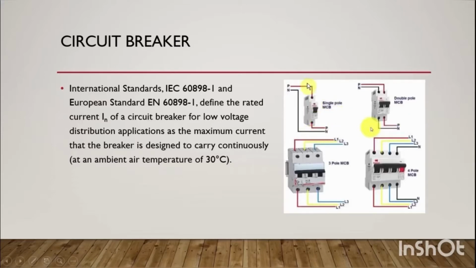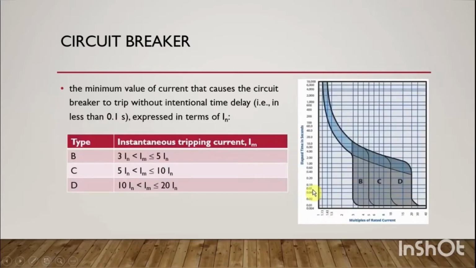So in this picture, we have a single pole MCB. The MCB is used to control the live conductor only. And for a double pole MCB, both the live conductor and the neutral conductor will be tripped. And this is a 3-pole MCB, and this one is a 4-pole MCB, which will also disconnect the neutral conductor.